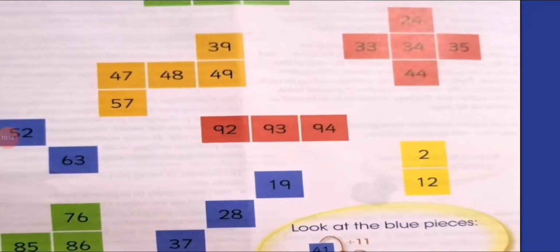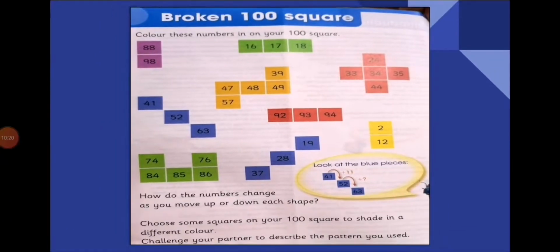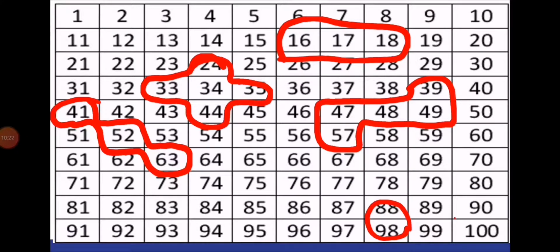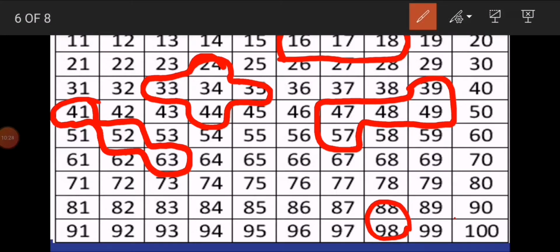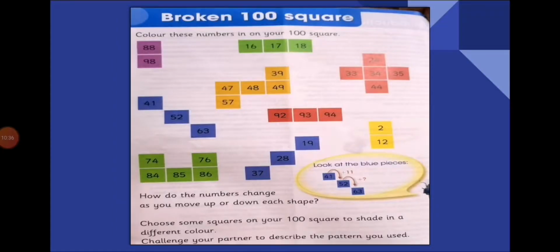The next pattern is 92, 93, 94. It's a simple pattern. We will move to the 90s line. 92, 93, 94. It's moving from left to right. It means that it is increasing by 1. And we will color it red.